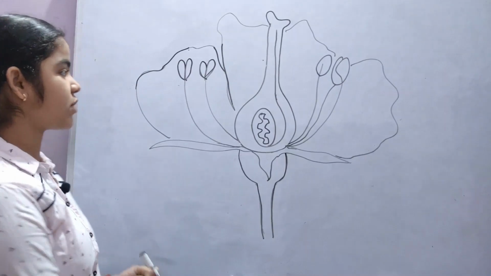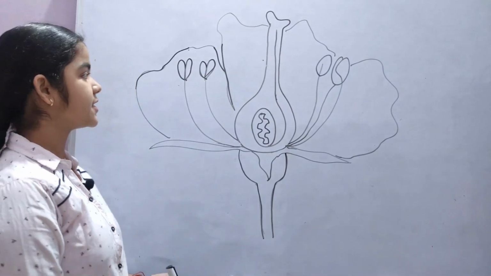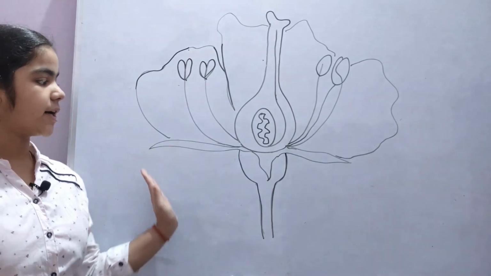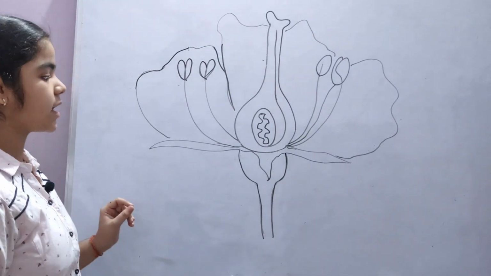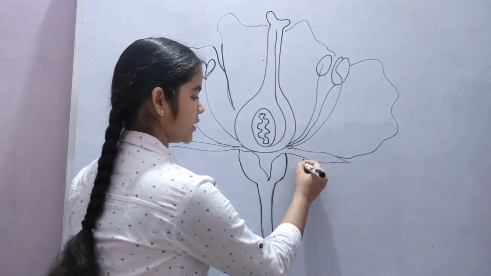Basically, this is the structure of a bisexual flower. Any flower which has the two sexes, that is the male and the female part. Now let us label the parts of this and we will discuss which are the male and the female parts. Firstly, this one. This part is called sepal.